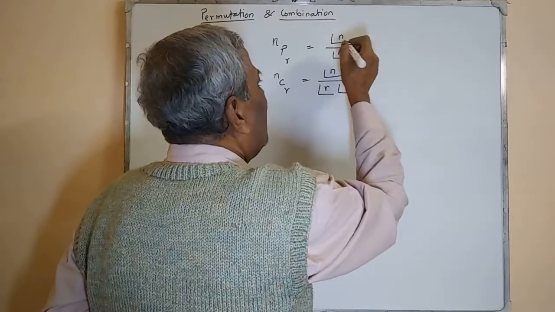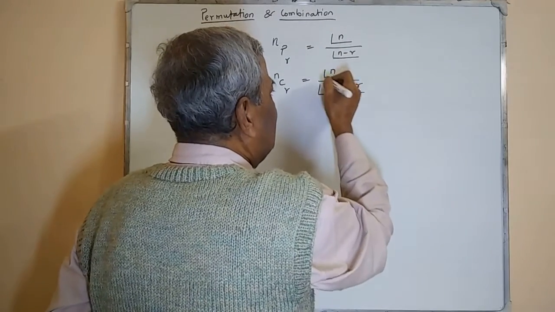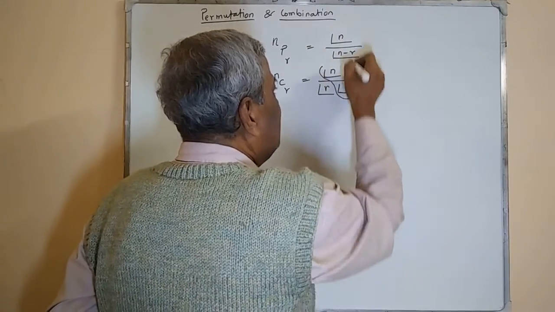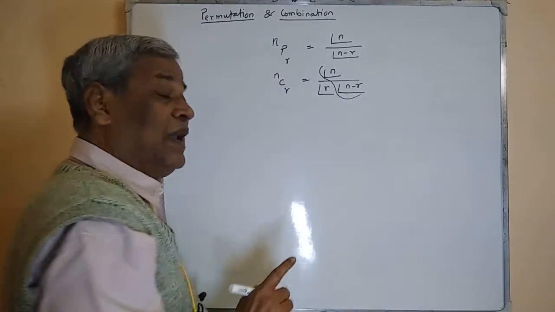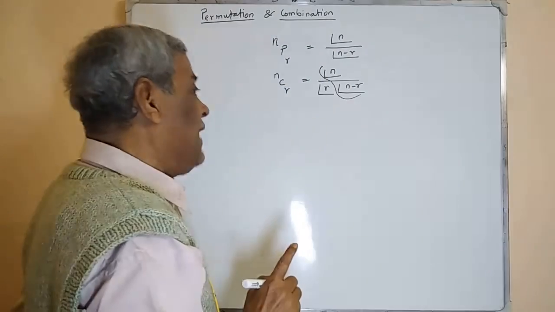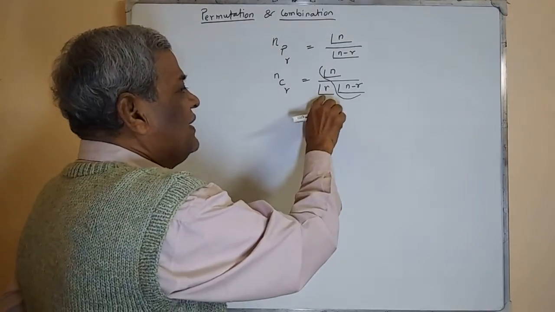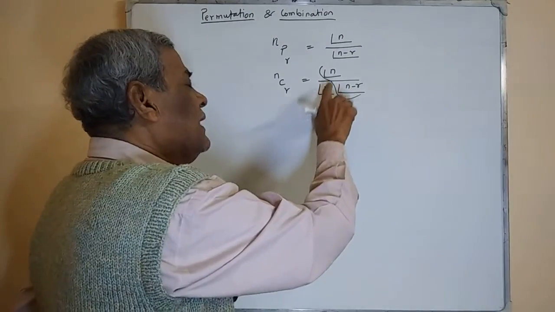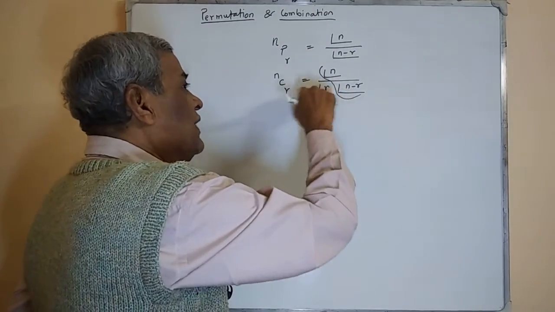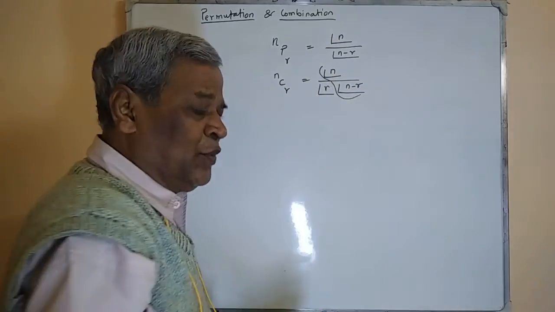So you see, between this and that, this thing is the same for both the cases. One more factor, factorial r, is given in the denominator. So the number of combinations is always less than the number of permutations.